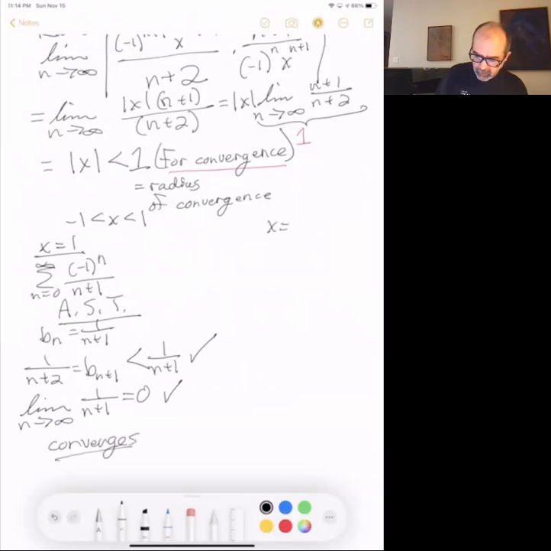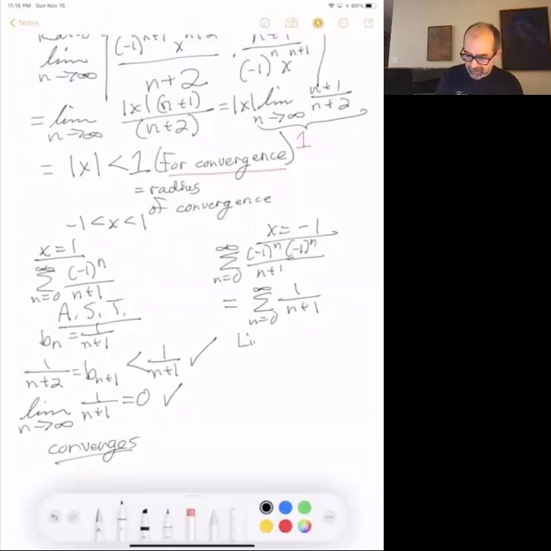x equals negative 1. This is a little bit more complicated, but not really. Negative 1 to the n over n plus 1 times negative 1 to the n. Now, in other words, whenever n is always the same for the two points, so they're either both negative or both positive. So even if they're both negative, they're going to cancel each other out, and you're going to get just 1 over n plus 1.